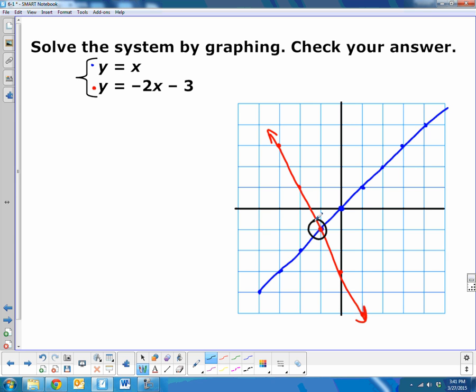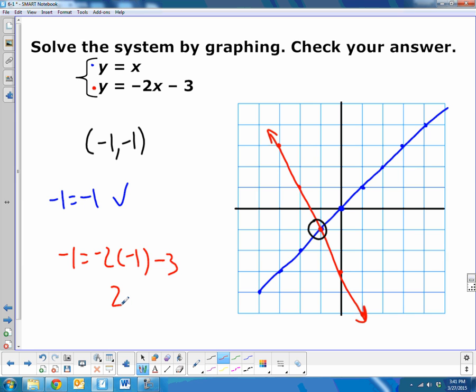So the intersection right there, the solution is negative 1, negative 1. Now to check your answer, you can plug it back in. For the first one here, x equals y, well, negative 1 equals negative 1, done, checked. For the second one, we'd have negative 1 equals negative 2 times negative 1 minus 3. 2 minus 3 equals negative 1. Yep, it works. So yes, it does in fact work for both. And that's how we graph and find that solution.